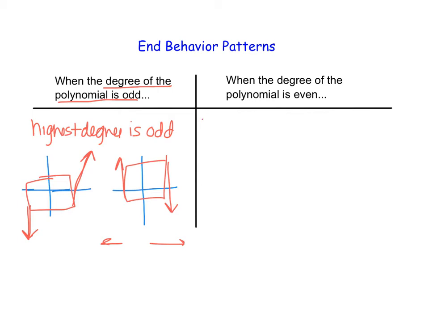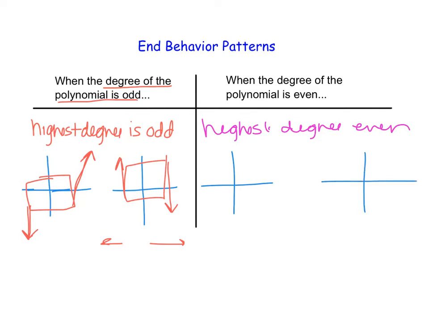Then from here, if we have a highest degree that is even, what's really cool about these graphs is that the end behaviors, so what's happening going forever to the right and forever to the left, is always going to be the same. So where odd functions result in one end going up and one end going down, in an even function, they both do the same thing. So they're either both going to point up, and then there's going to be some gobbledygook in the middle, or they're both going to point down, and there's going to be some gobbledygook in the middle.